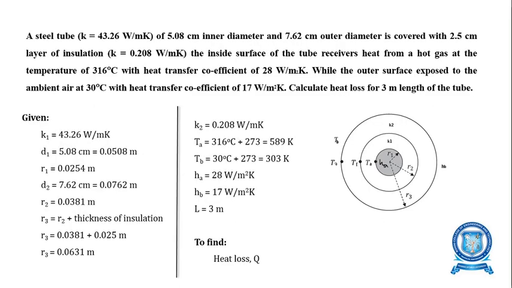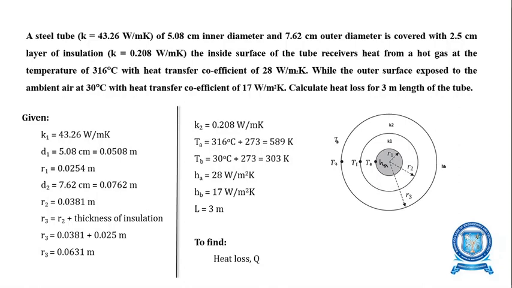Here we are going to discuss the problem on hollow cylinder. A steel tube, K is equal to 43.26 watts per meter Kelvin, of 5.08 centimeter inner diameter and 7.62 centimeter outer diameter is covered with 2.5 centimeter layer of insulation. K is equal to 0.208 watts per meter Kelvin.